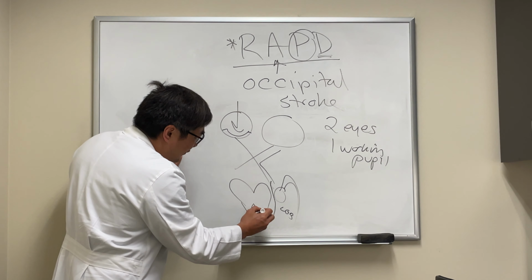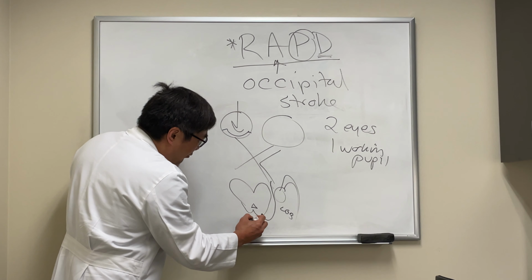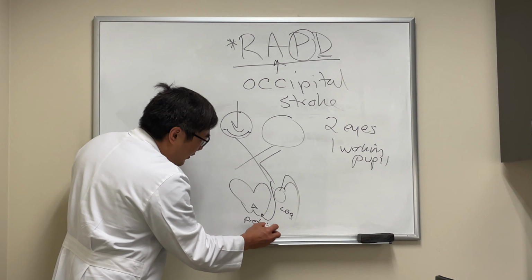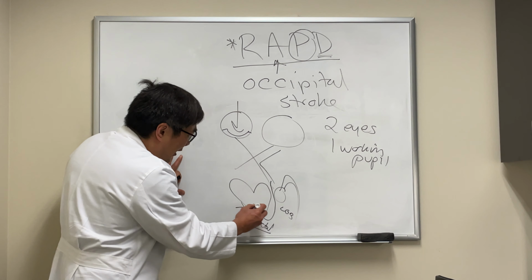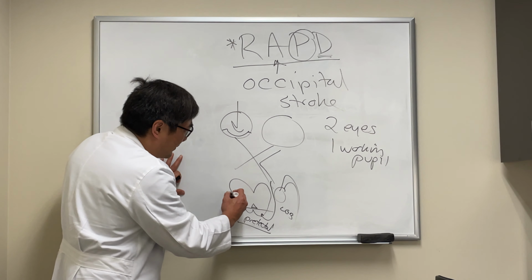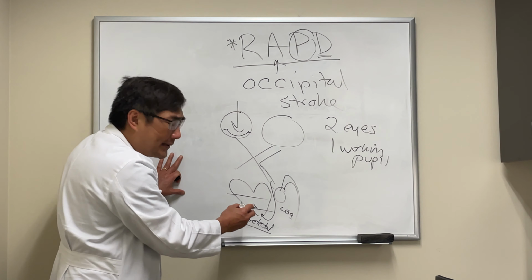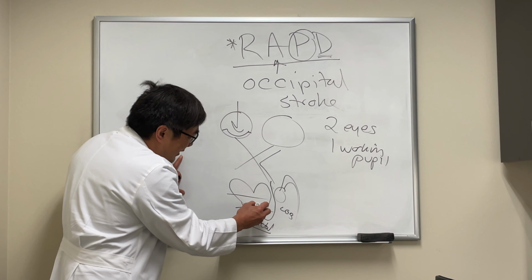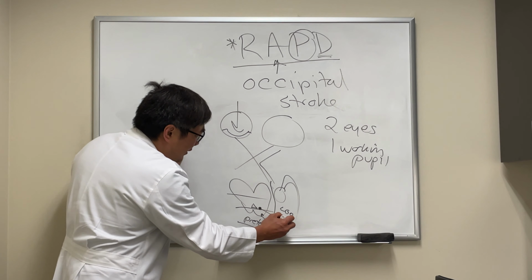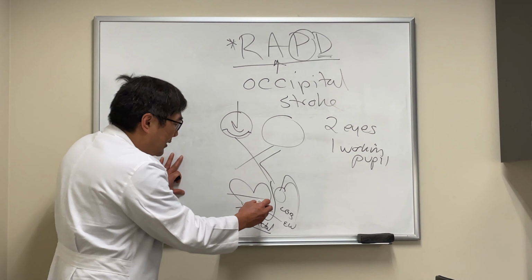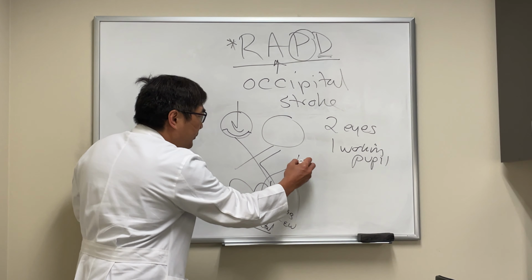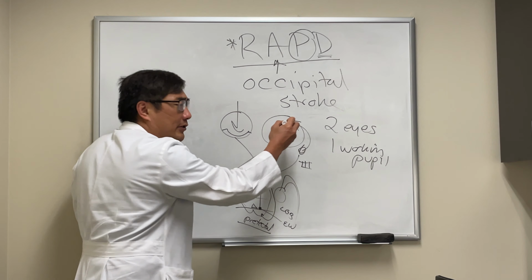So at the level of the dorsal midbrain, this is a pretectal neuron. This pretectal neuron occurs in the tectum. This is the tectum, this is the tegmentum, this is the basis. So in the midbrain, we're trying to get to the efferent pathway, which is the Edinger-Westphal nucleus of cranial nerve 3. And that'll get to the ganglion, and then that'll go to the pupil.